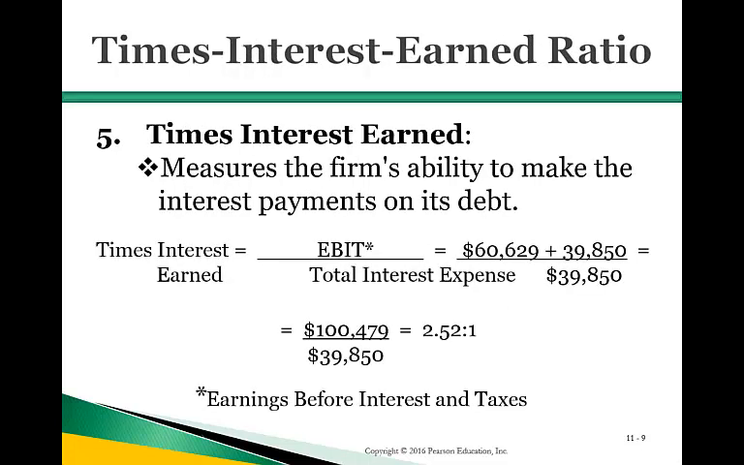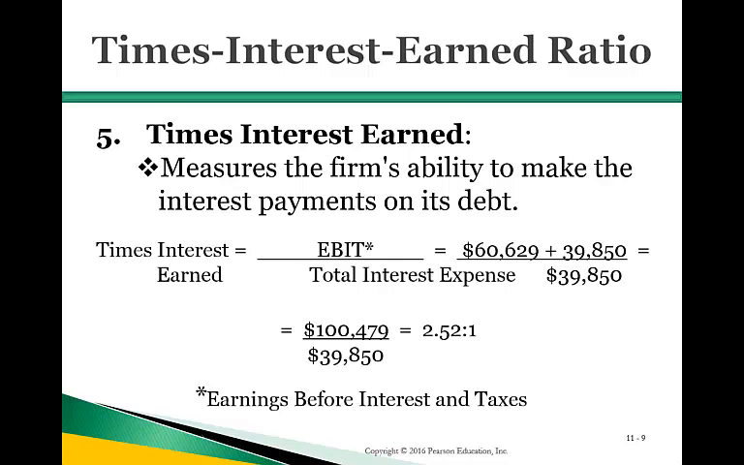The third ratio in this category is times interest earned. So to figure that, we take the earnings before interest and taxes, and we divide that by the interest expense. So earnings before interest and taxes divided by total interest expense, in this case, equals 2.52. We want that ratio to at least be 2 to 1. More conservatively, we'd like that to be more like 4 to 1.